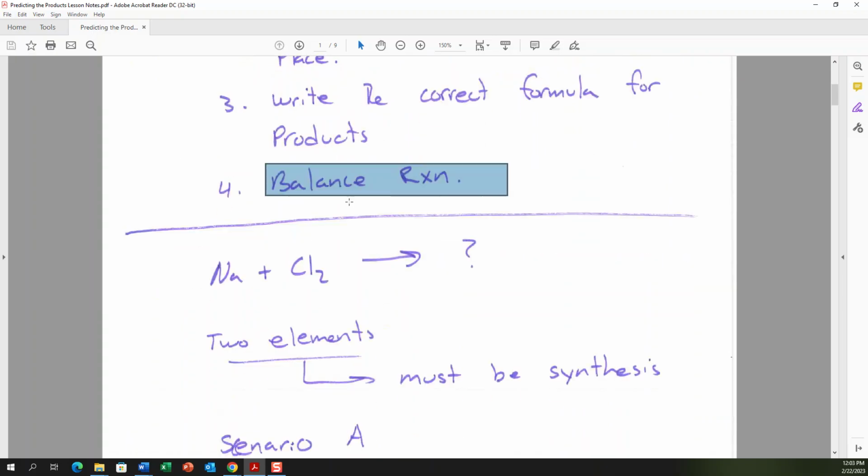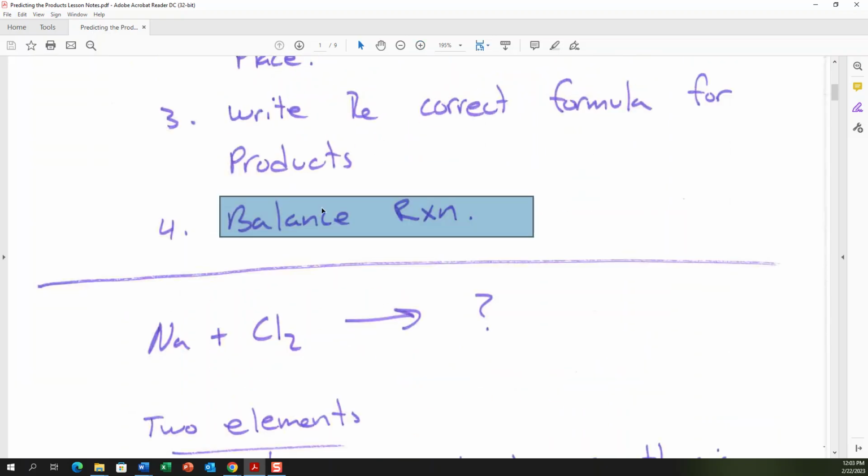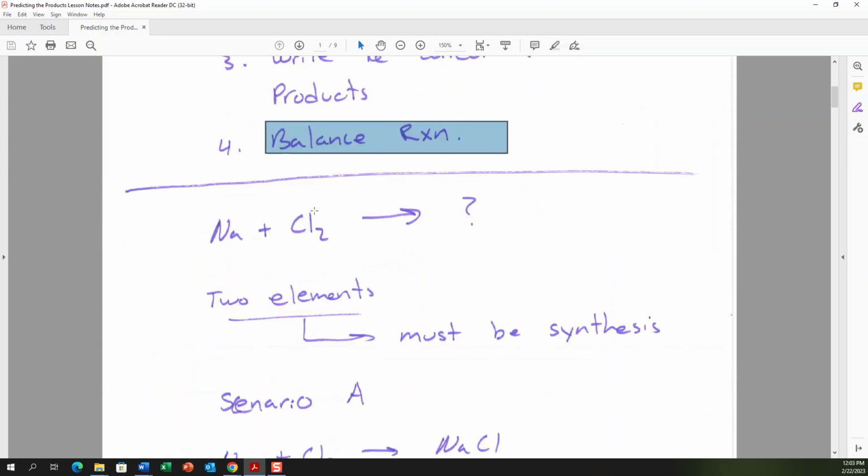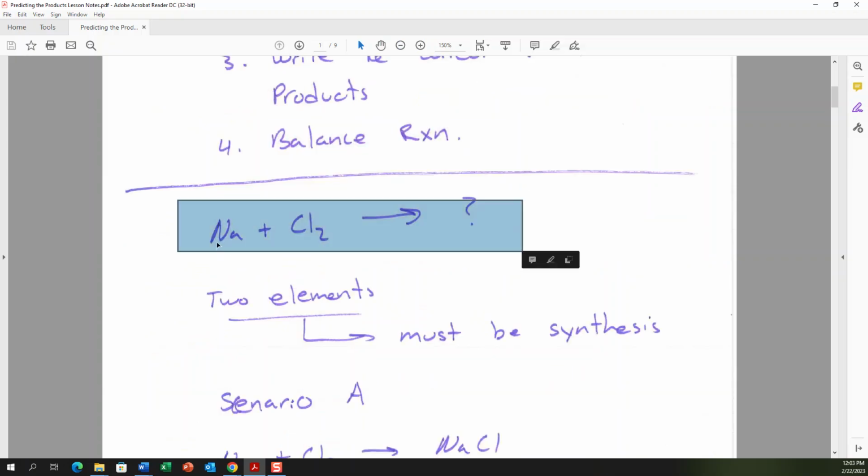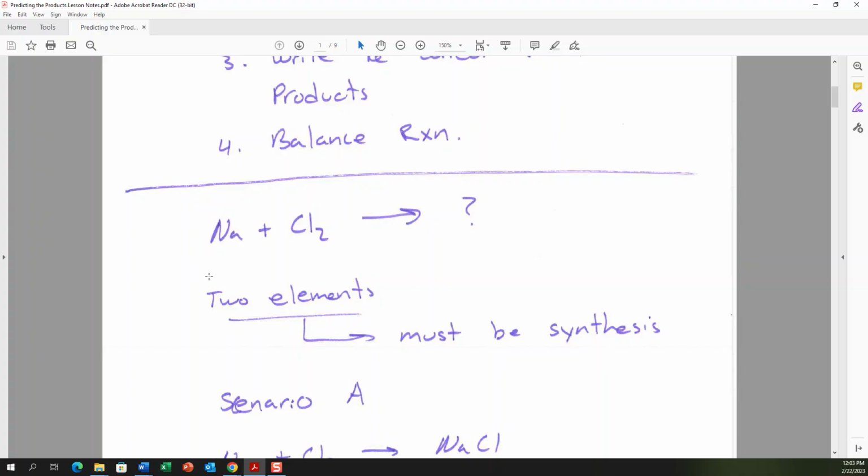So let's go through an example here. I have sodium and chlorine yield something. I have to predict the product and figure out what that is. So figure out what you have. You have two elements. Anytime you just have two elements, you should be thinking synthesis, right? So it's a synthesis reaction. If this is going to occur, the two elements are going to combine and make one thing. It can't be a replacement, because you have to have at least one compound in a single replacement reaction.